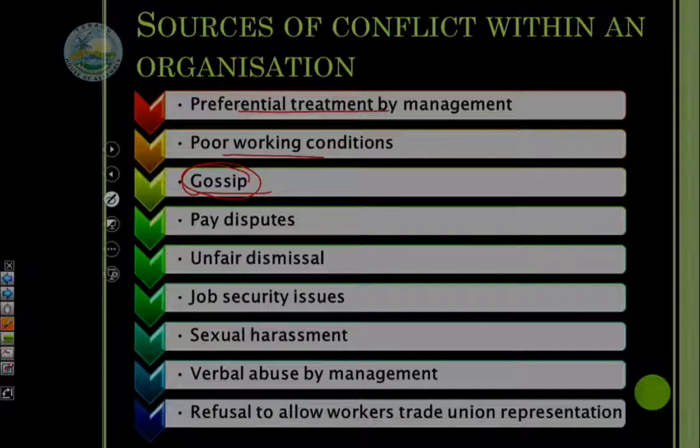Co-workers may cuss out and all of those things because of lack of correct information. And this is where ethics comes in, knowing right from wrong and knowing what to do. All right? Number 4, pay disputes.